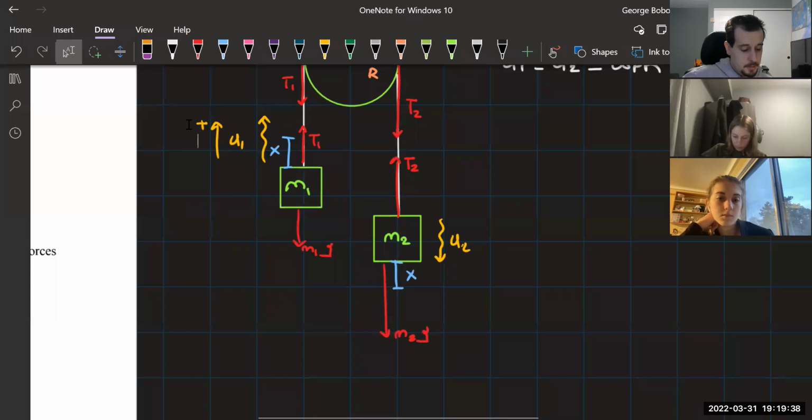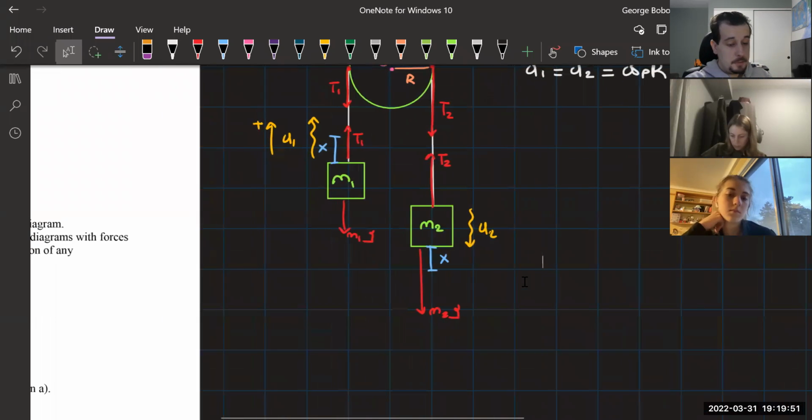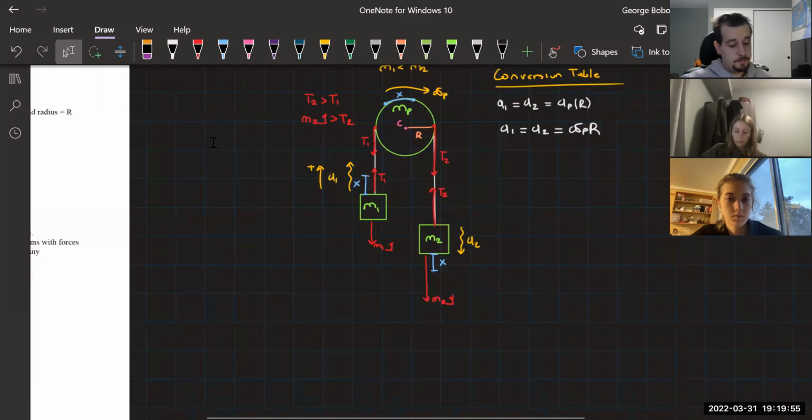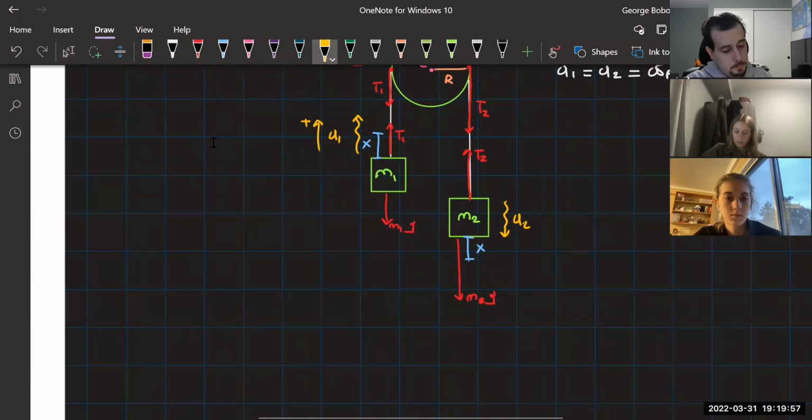Mm-hmm. Let me just open here one sec. Let me just open the room. So if Rahimah needs to reconnect, she can just reconnect immediately. There we go. Okay, so we have up as the positive. Let me move us a little bit further from the page.